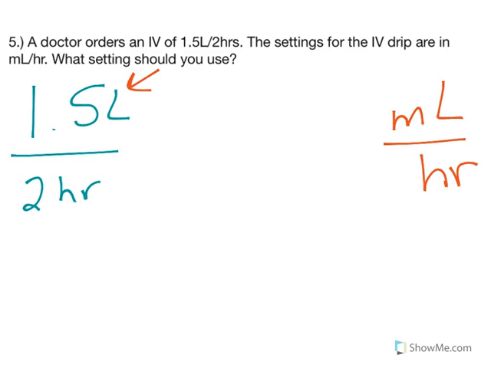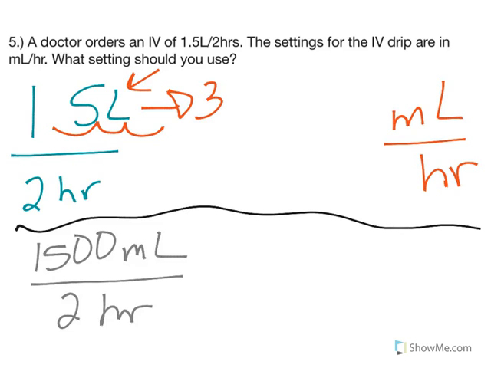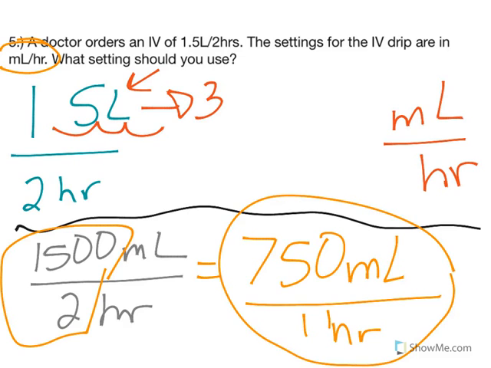So, right, let's think about the numerator. Liters to milliliters means moving right 3 places. So if I move this decimal right 3 places, let me get a black line so I can separate here, that will give me 1,500 milliliters for 2 hours. But if we want this in milliliters per hour, I want a 1 on the bottom. So just think about reducing this. 1,500 divided by 2 is 750. So it's 750 milliliters per hour, and that is the setting that you should use for the IV drip. Ooh, look, I said it right.